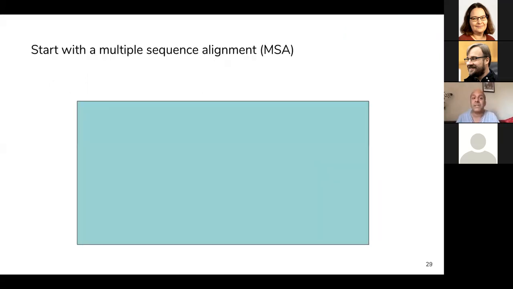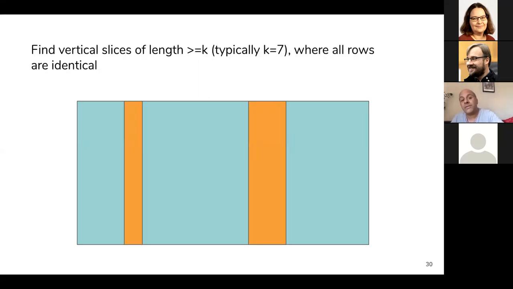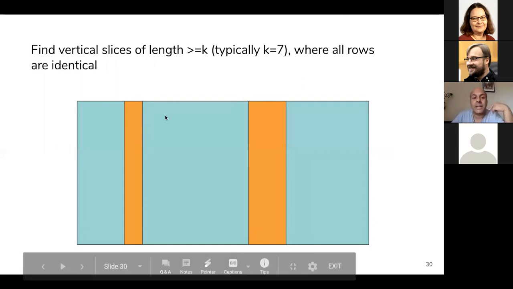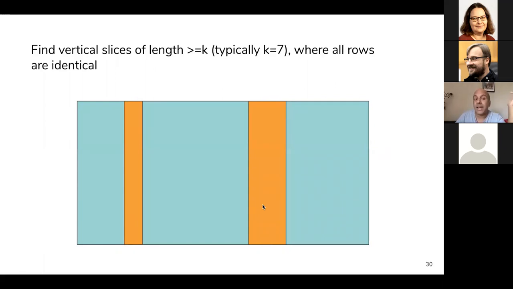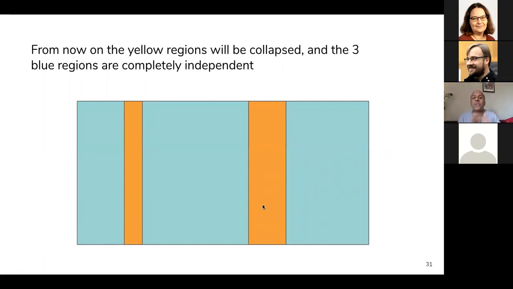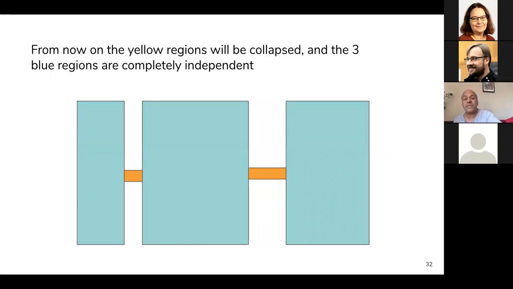Okay, so how does this work? I'm going to do this very visually. Here's a multiple sequence alignment. I'm sure that's a very natural image for you. You can imagine that all the rows inside this rectangle are sequences, multiple sequence aligned. The first thing I do is look for vertical slices of length at least k, some parameter, where all of my rows are identical. Inside the left-hand yellow section, all of these rows are identical, and the same over here. Having done that, from now on, all of those yellow regions are going to be collapsed. There's nothing going on there. And now the three blue regions are completely independent. My algorithm can treat them independently.